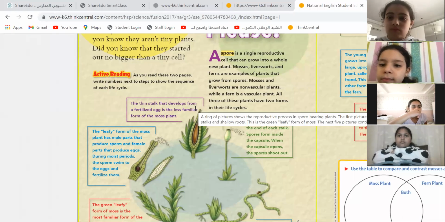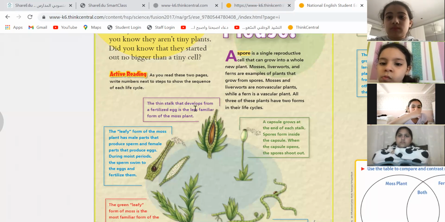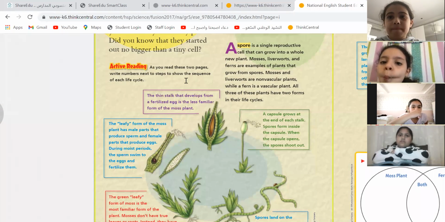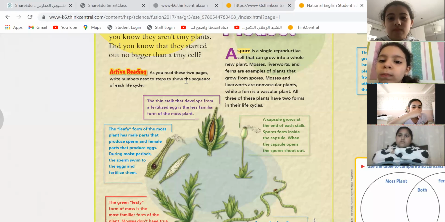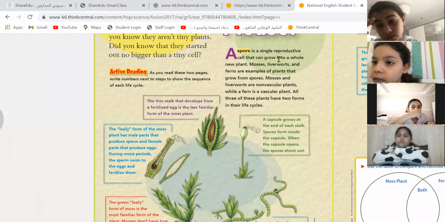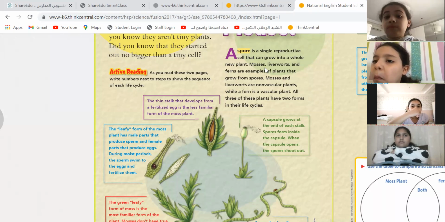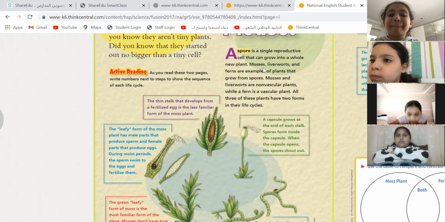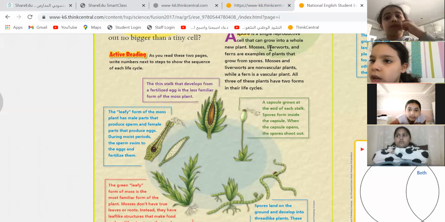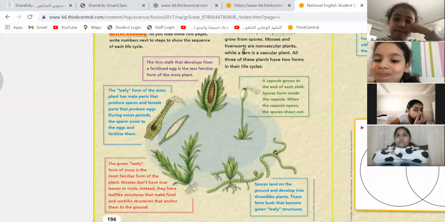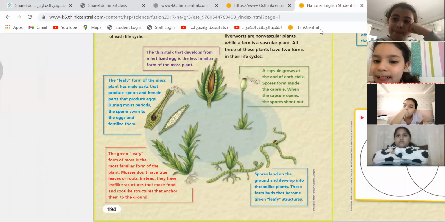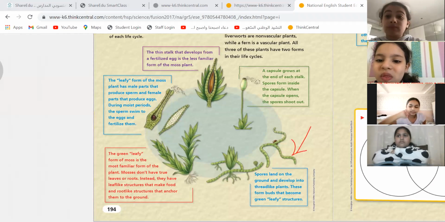Let's take a close look over here. First of all, a spore is a single reproductive cell that can grow into a whole new plant. Mosses, liverworts and ferns are examples. Now let's see over here. It will start with a spore down here. Can you see it? It will start with spores, okay?